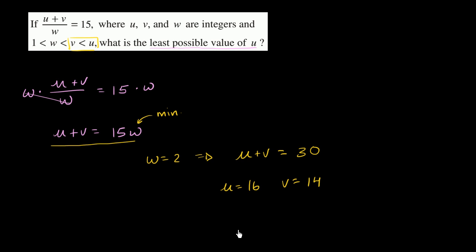And I think that does the trick. That's about as small as we get. We can't make u smaller than this. We can't get a smaller value than 30 right over here. And if we decrease the value of u any more, then v is going to be equal to the value of u, which would contradict this constraint right over here. So the least possible value of u is 16.